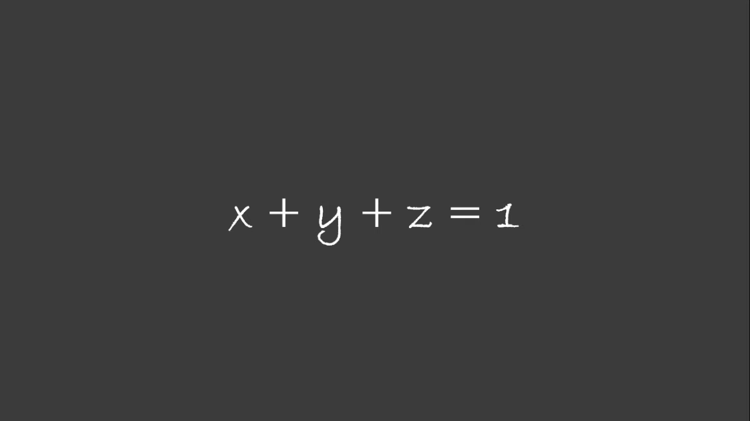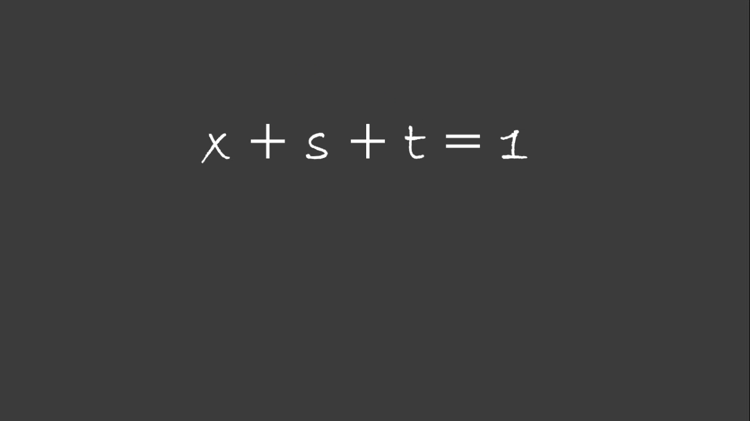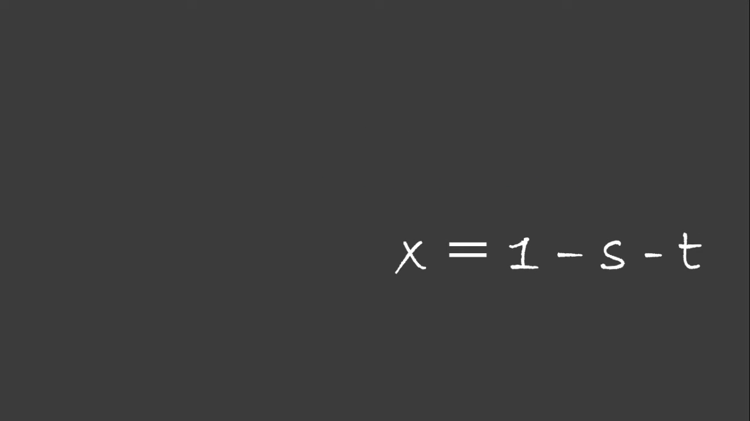x + y + z = 1. Choosing y and z to be free variables, let y be s and z be t, where s and t are any real numbers, so we have x + s + t = 1. Using the additive inverse of negative s and negative t, we can describe the solution set as x = 1 - s - t. And that is my solution for number 9.